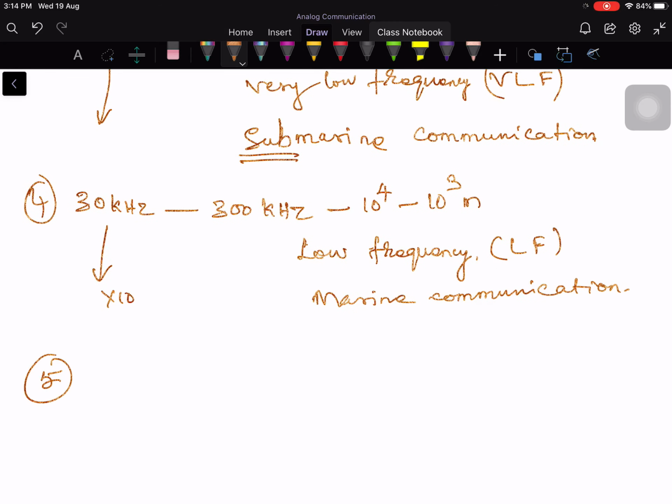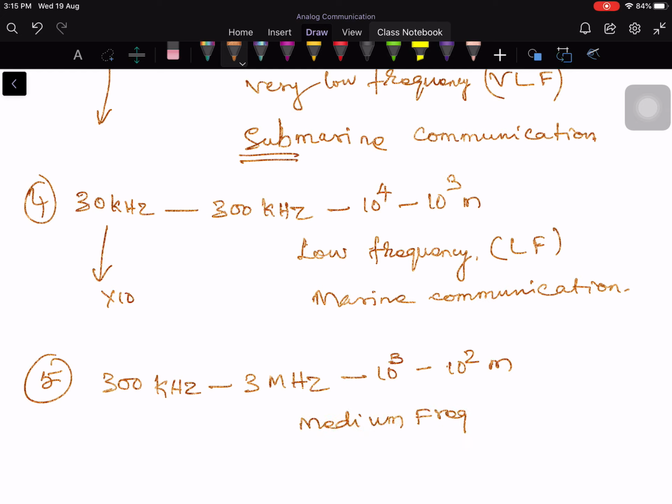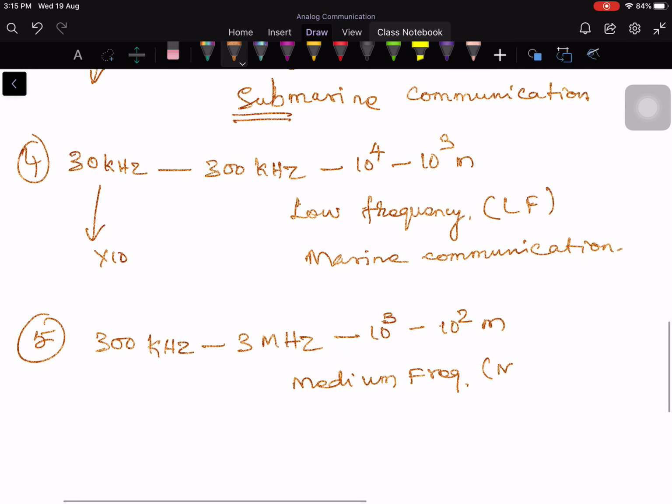Then again multiply by 10. The fifth one is 300 kilohertz to 3000 kilohertz, let's say 3 megahertz. The corresponding wavelength range is 10 power 3 to 10 power 2 meters, and this is called medium frequency, MF in short. AM broadcasting, AM radio, works on this frequency only. AM is amplitude modulation.